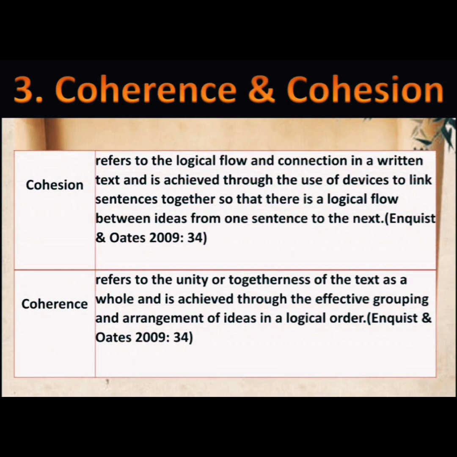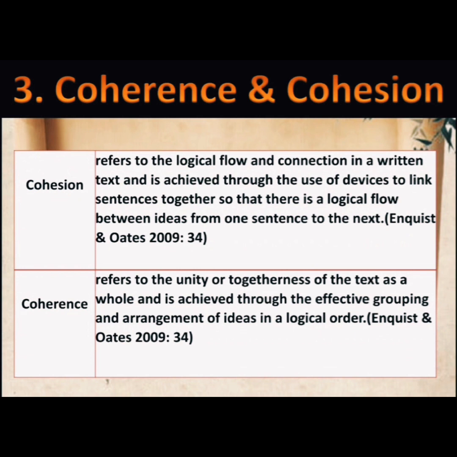Third, coherence and cohesion. Cohesion refers to the logical flow and connection in written text and is achieved through the use of devices to link sentences together so that there is a logical flow between ideas from one sentence to the next. While coherence refers to the unity or togetherness of the text as a whole, and it is achieved through the effective grouping and arrangement of ideas in a logical order.